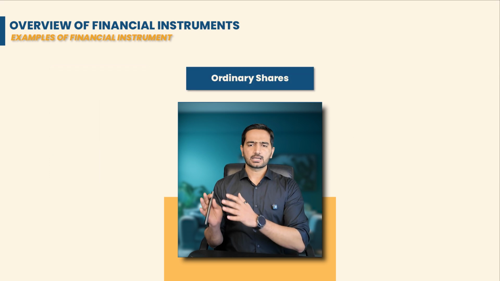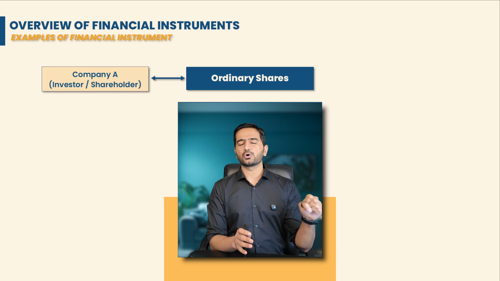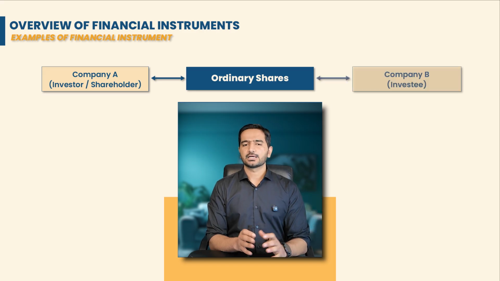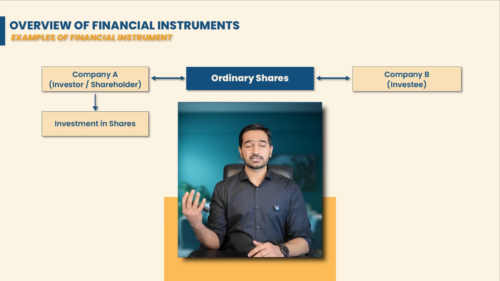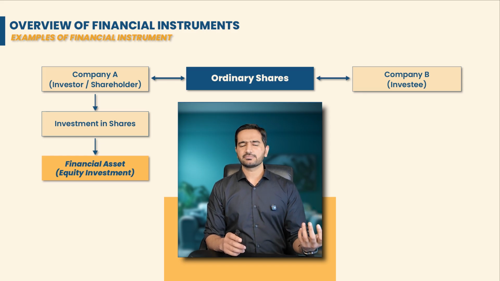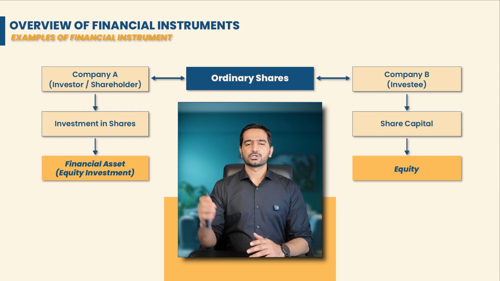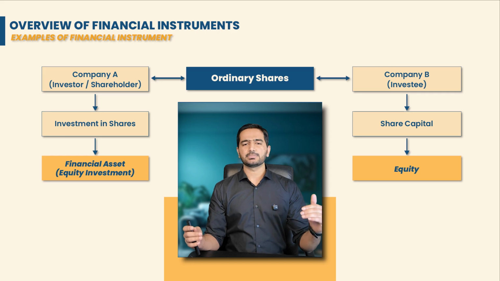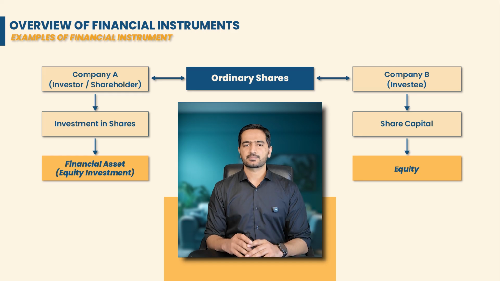Let's say Company A goes to the stock exchange and buys newly issued ordinary shares in Company B. Now in this case, Company A would record investment in shares on the debit, that is financial asset, or more specifically equity investment, and cash in bank on the credit. And Company B would debit cash in bank and credit share capital, that is equity instrument. So Company A has a financial asset and Company B has equity. Again, one contract, two sides.